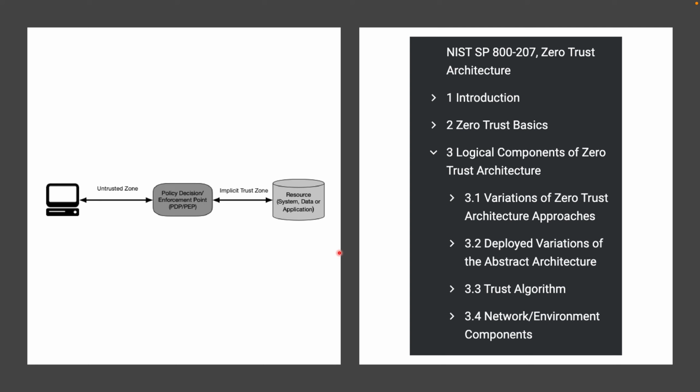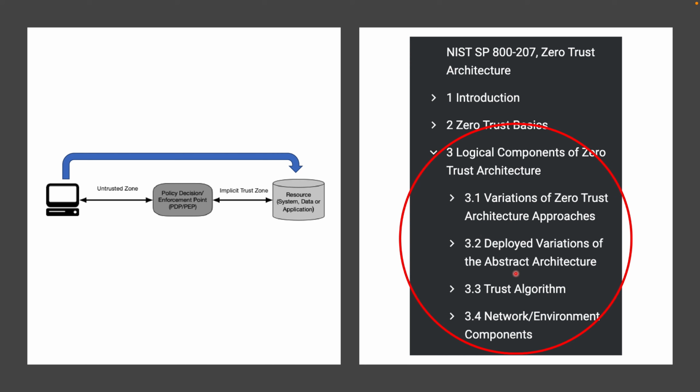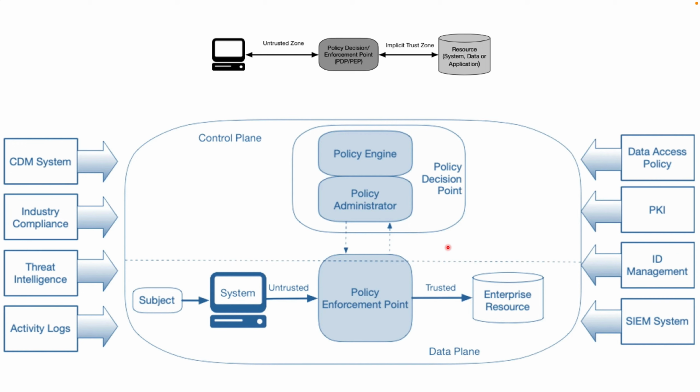In the last video, we discussed an abstract model of Zero Trust access. A subject needs to be granted by the policy decision point and the corresponding policy enforcement point first to access an enterprise resource. And part 3 of this white paper is mainly about this model. Let's dig into this model and its components. So this is a complete version of this Zero Trust access model.